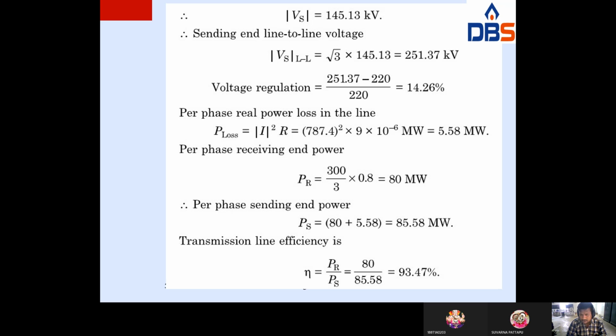251.37 minus 220, divided by 220, into 100, that is 14.26%. Now we know the regulation, then we are calculating the efficiency. What is the efficiency formula? Efficiency = Vr Ir cos φr divided by Vr Ir cos φr plus losses 3I²R.